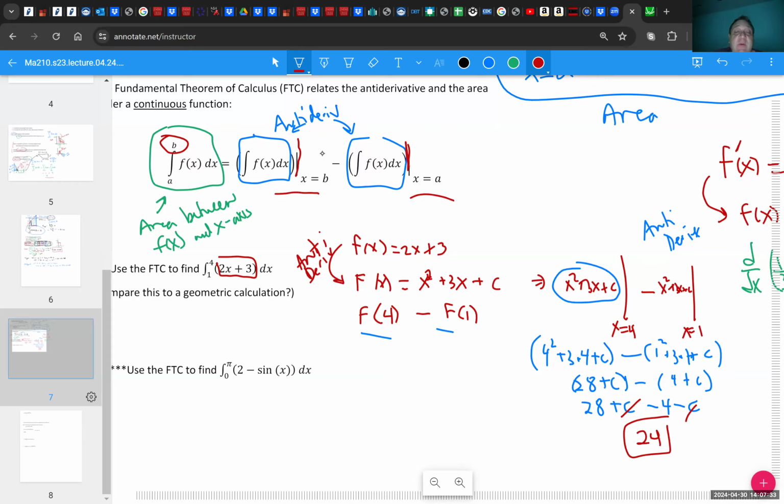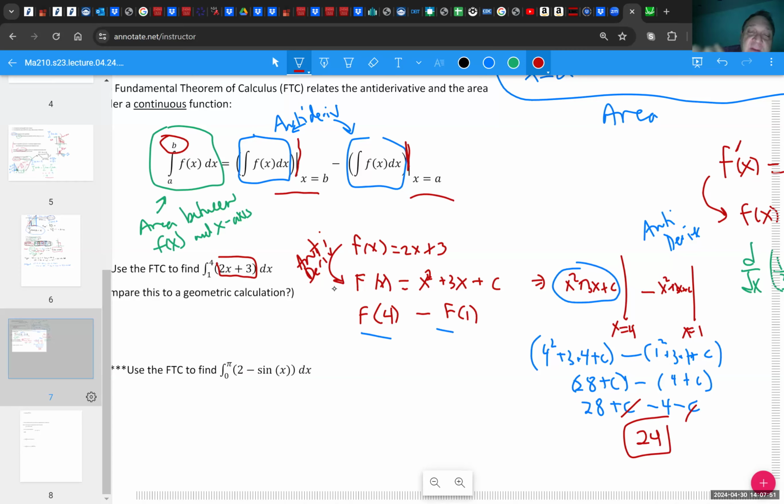A couple little things. We actually did this problem previously using geometry because it ended up being a triangle. So you can go back and look at the notes and see if you got 24. I think we did when we used geometry, because this ended up being just a straight line, and we could use just like an area of a triangle to find the area formula.